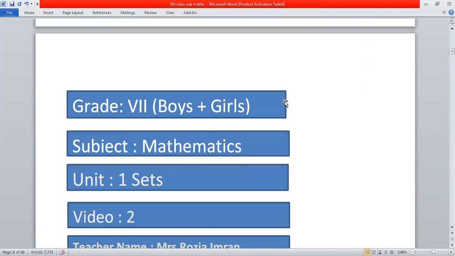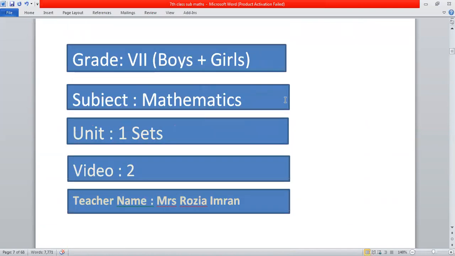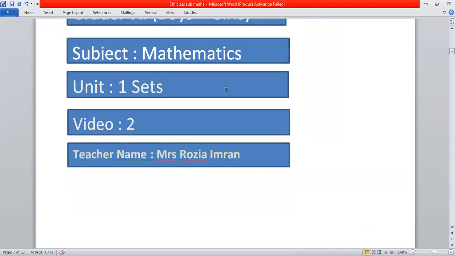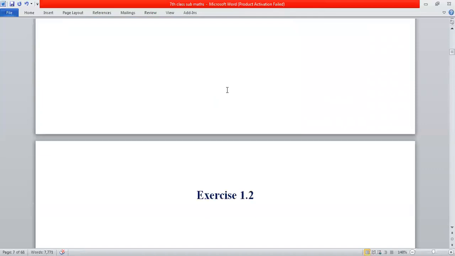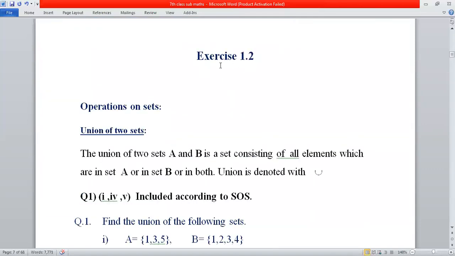In our first video, we studied sets, their definition, and different ways to express a set. Today we will study how to perform different operations on sets. So in this Exercise 1.2, we will study three different operations. One is the union of two sets, the other one is intersection, and the third one is the difference of two sets.